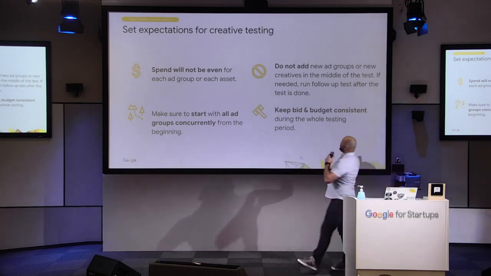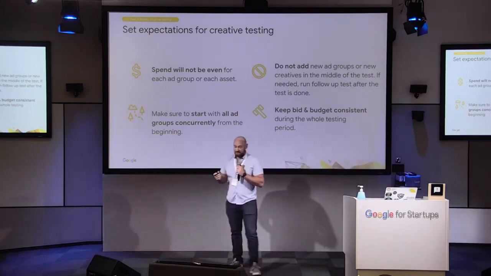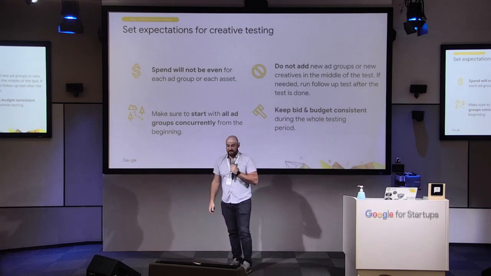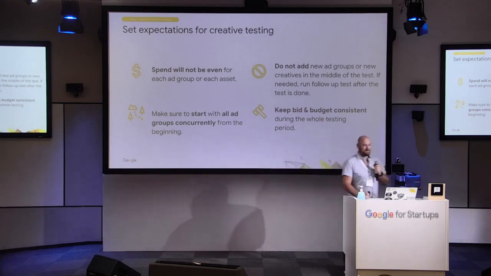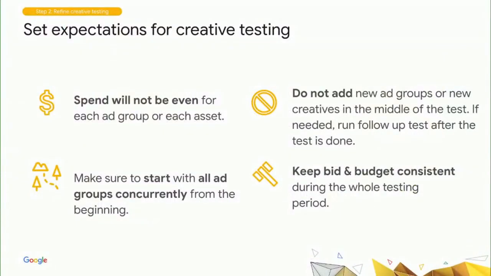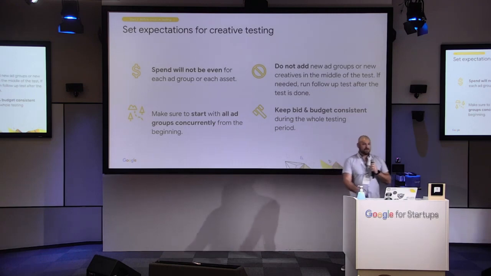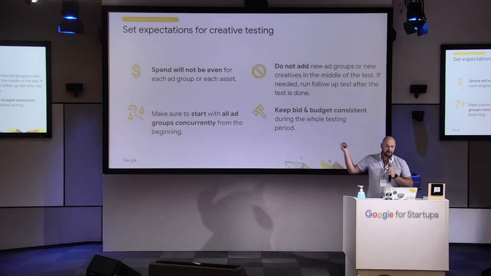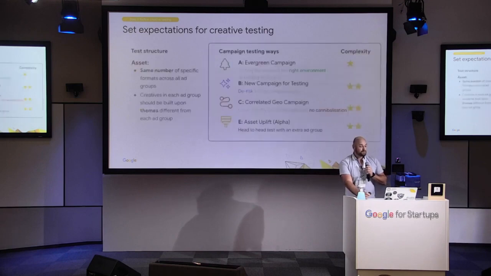Then do not add new ad groups and creatives in the middle of the test. If needed, run a follow-up test after the test is done. It's just good testing. Don't mix things in and then try to make decisions based on that. Make sure you start with all ad groups concurrently from the beginning and keep bidding and budget consistent during the whole testing period. Basics. I'd assume everyone should know this, but the main thing to really call out was the spend and why it might not be even.